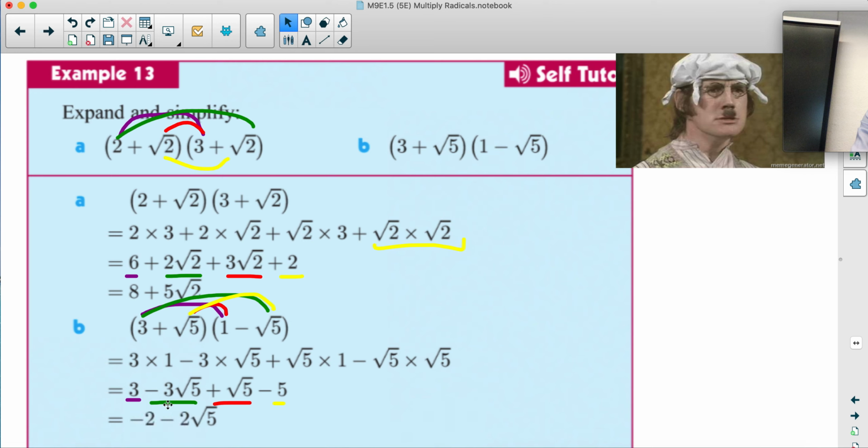Simplify. I have negative 3 root 5s, and I add 1, so now I'm at negative 2 root 5s. I had 3, I had to give away 5, so I'm at negative 2.